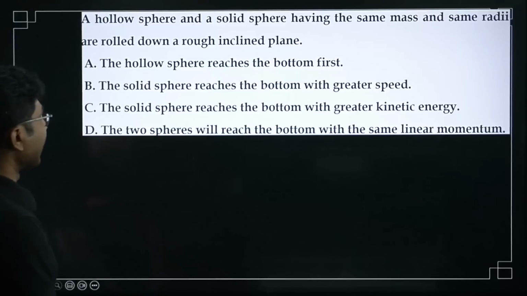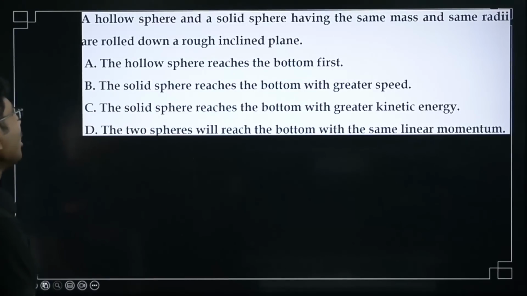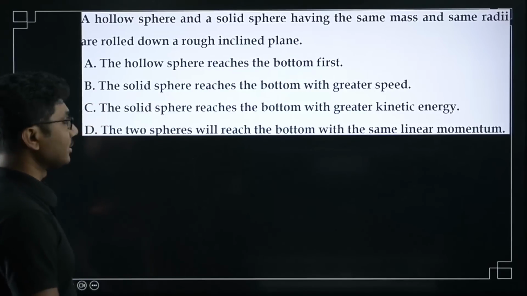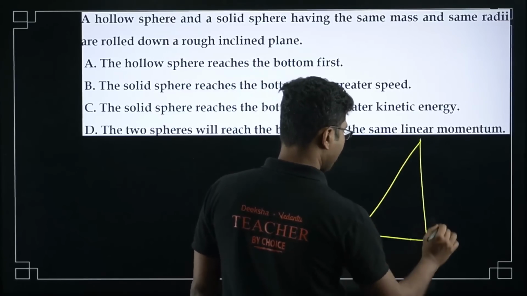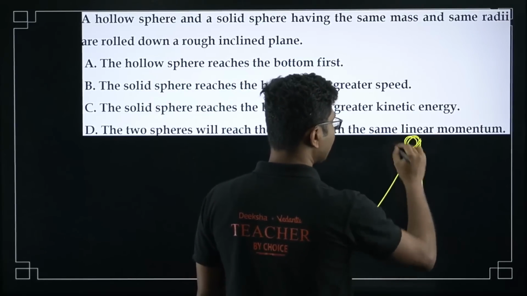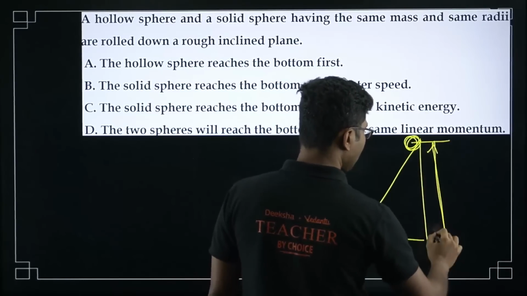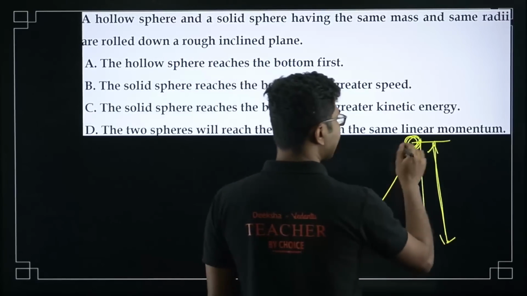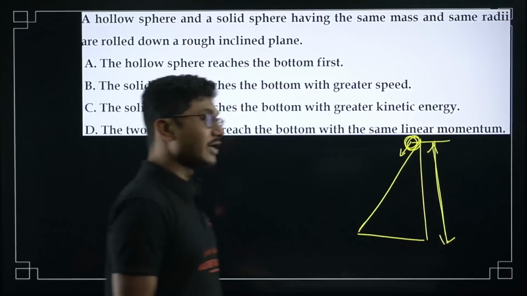A hollow sphere and a solid sphere having the same mass and the same radii are rolled down an inclined plane. The hollow sphere reaches the bottom first. The solid, so what is the condition? We have a hollow sphere and a solid sphere, both are dropped from the same inclined plane. Now when you are dropping it from the same inclined plane, the mass is same, so that means the force acting on both spheres will be same.